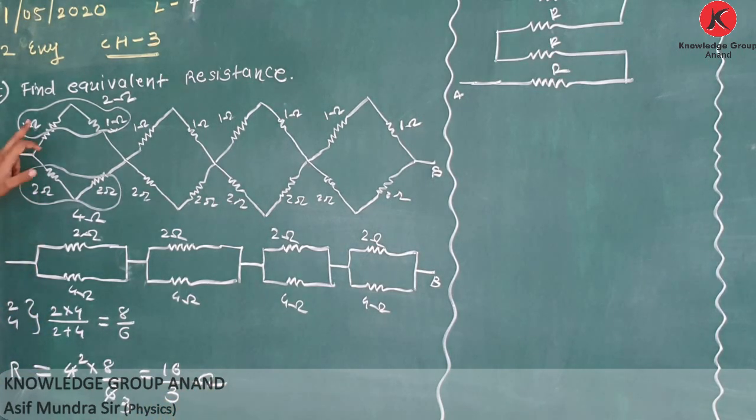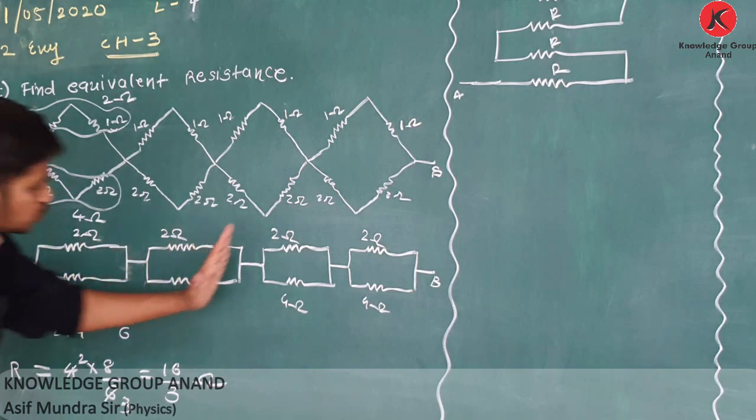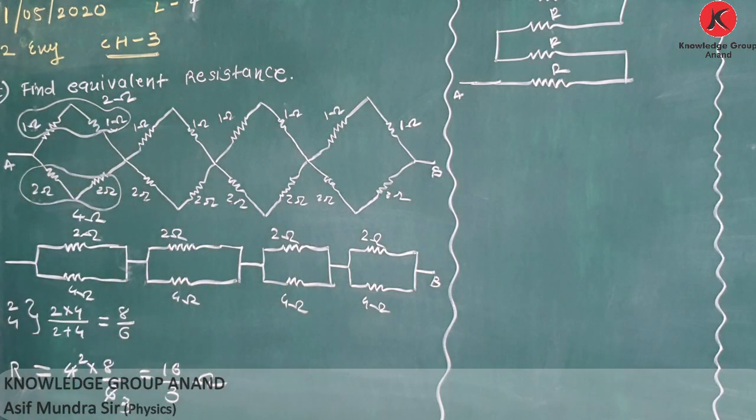So it is simple. 1 and 1 make 2 ohm, 2 and 2 make 4 ohm. 2 and 4 are in parallel connection, so it is 2 into 4 upon 2 plus 4, which is 8 divided by 6. And such 4 resistors are in series connection, so their equivalent is 4 into 8 by 6, and it is 16 by 3.